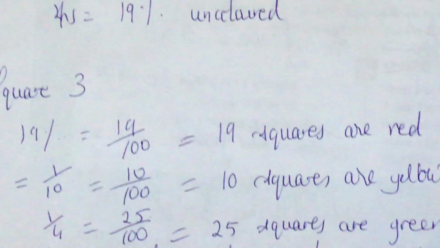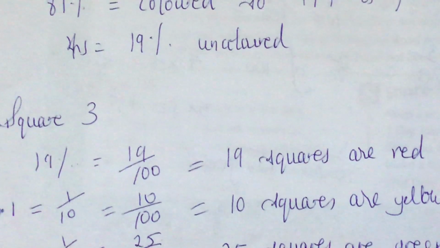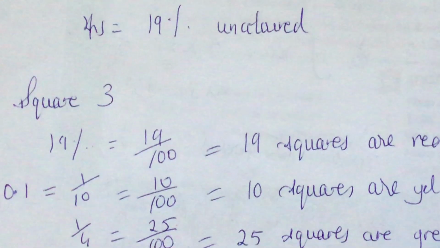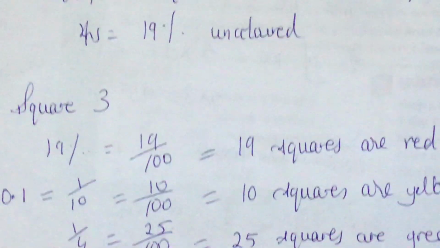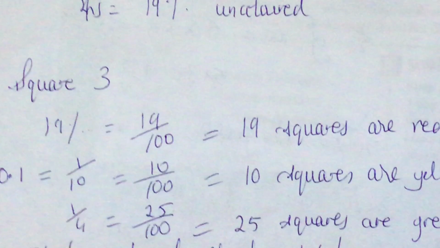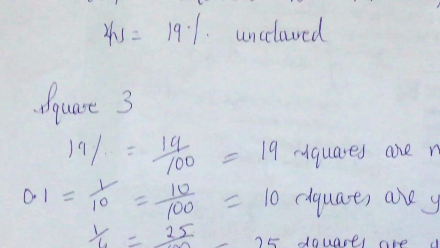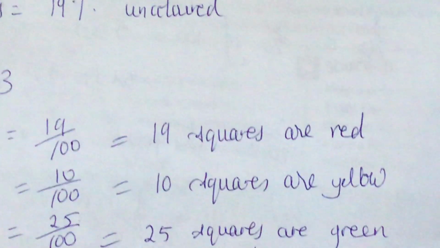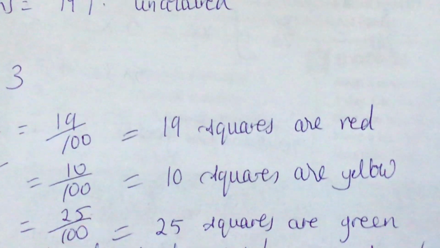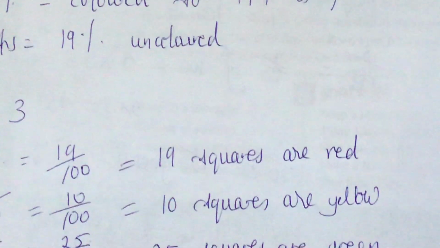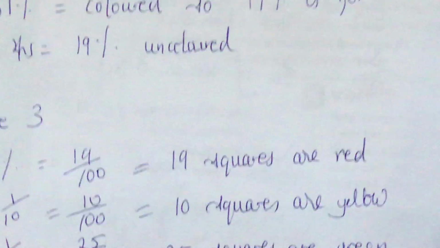And then 1/4 is green. So 1/4 out of a total of 100 squares are green, so divide 100 by 4 to get 1/4, and you get 25. That's 25 out of a total of 100 squares. Remember, there's 100 squares in the whole square. So 25 squares out of 100 are green, 19 squares out of 100 are red, and 10 squares out of 100 are yellow.